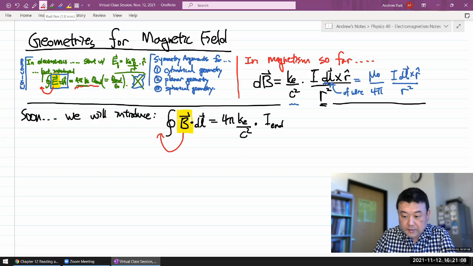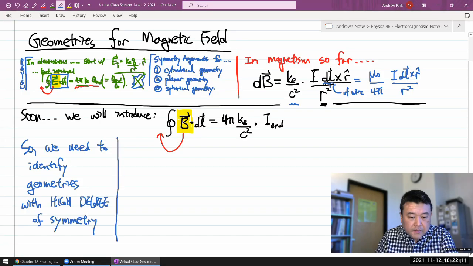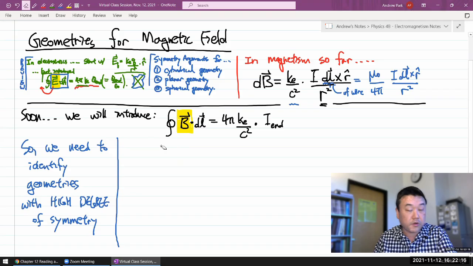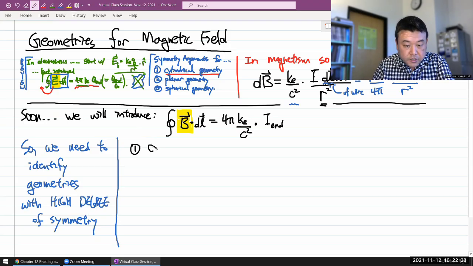In the next 5 to 10 minutes, I will identify and illustrate geometries with a high degree of symmetry that will allow us to do this exact thing: pull the magnetic field out of the integral, or for some sections, argue that B dot dl should be 0. Some geometries make it more natural to think of that symmetry. For example, in the case of Gauss's law, we had cylindrical geometry. A cylindrical geometry will still provide a high enough degree of symmetry to simplify that integral.